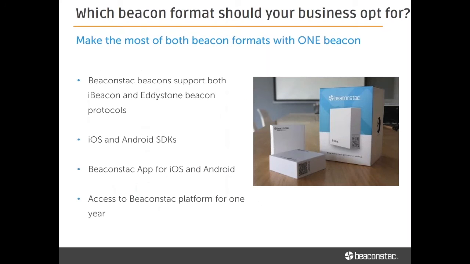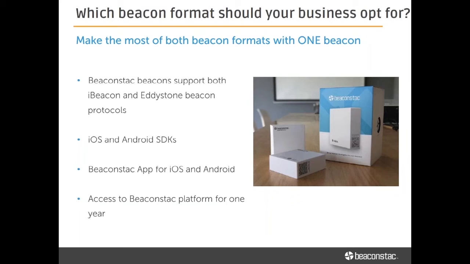Okay, moving on to the next one. For people who are still undecided about whether they should opt for Eddystone or iBeacon, we would suggest you could buy a Beacon Stack beacon, which is compliant with both iBeacon and Eddystone protocols. And if you buy the starter kit, you also get iOS and Android SDKs, the Beacon Stack app for iOS and Android, and also access to the Beacon Stack platform for 1 year.